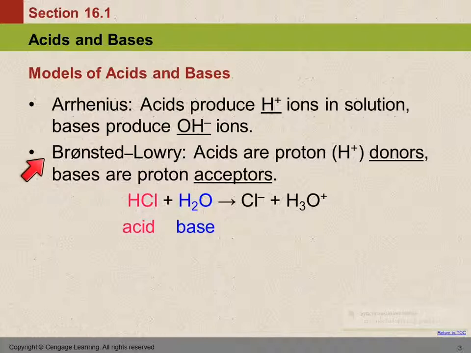Another definition, Brønsted-Lowry, these are two different people. An acid is a proton donor and a base is a proton acceptor. Like, well, how are those related and how does that work out? Hydrogen ions and protons. Well, let's think about a hydrogen atom.